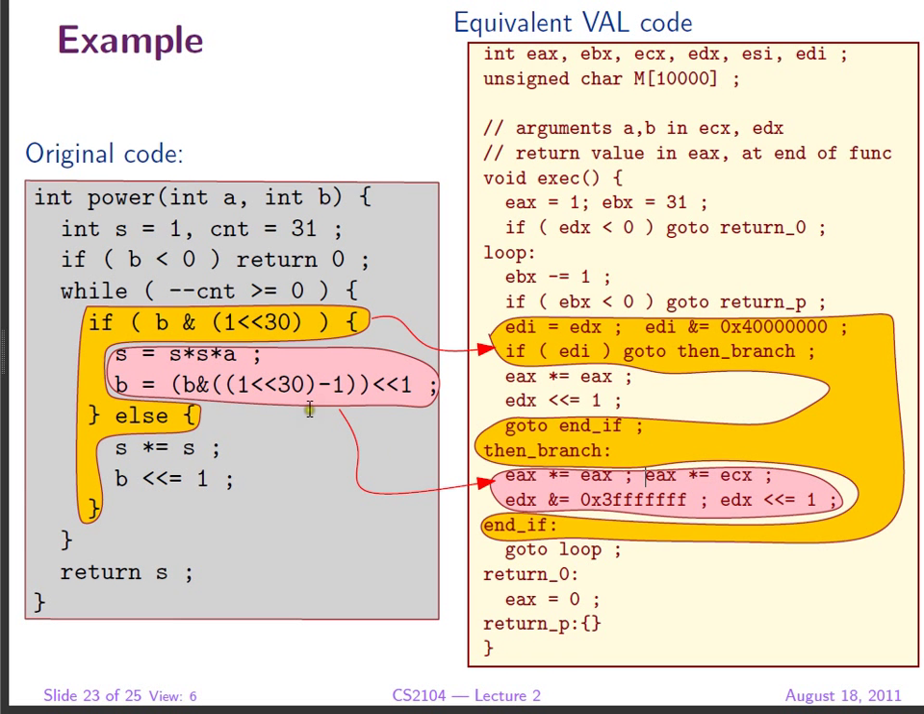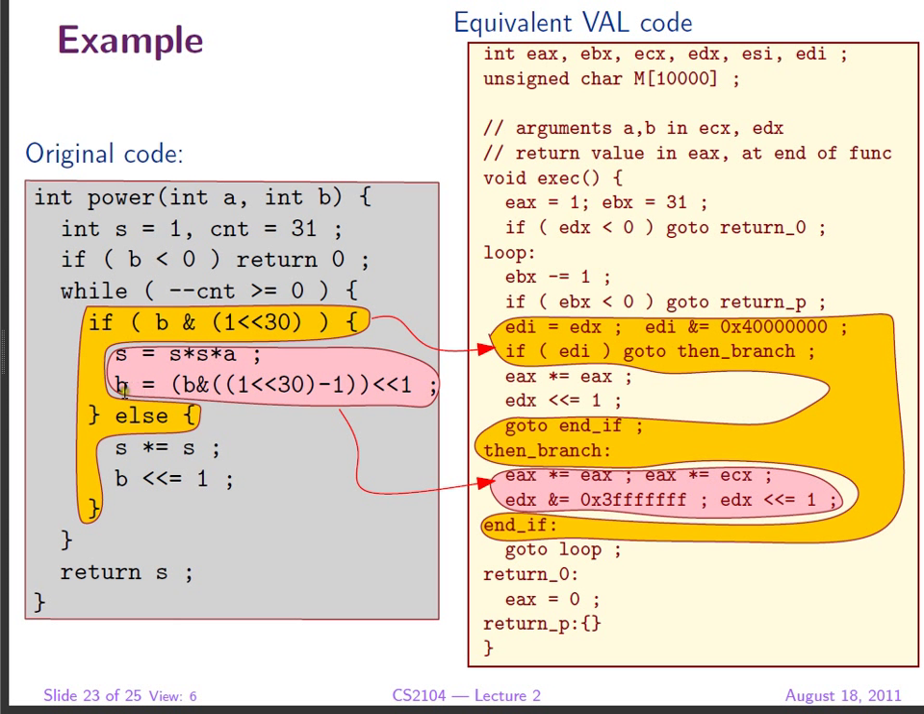Let's see what happens in there. Well, again, this is something that has too many operations. So we have to convert it into a sequence of instructions. We're going to perform EAX star equal EAX, so this is S equals S square. And then the result of that we multiply further by A, which is ECX. After this instruction, S contains the correct value.